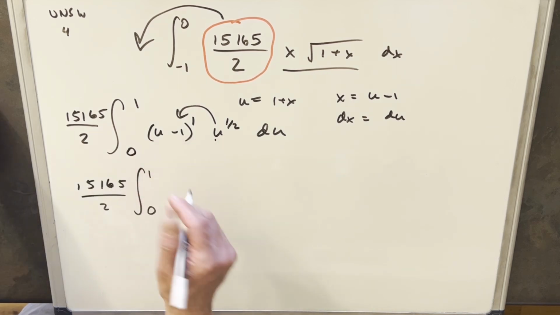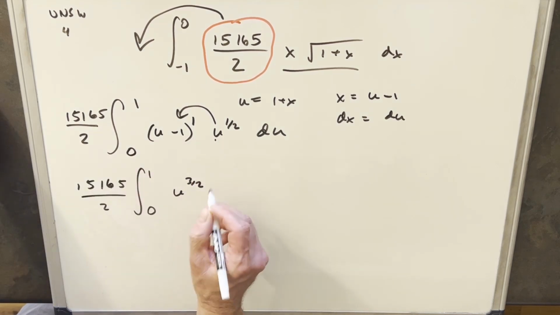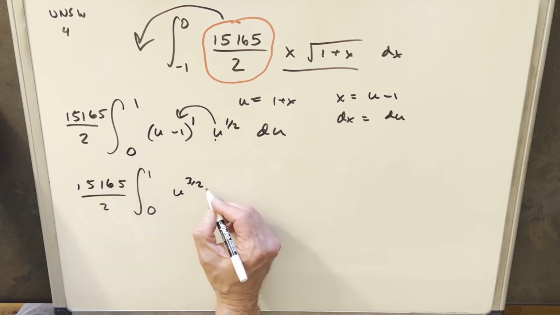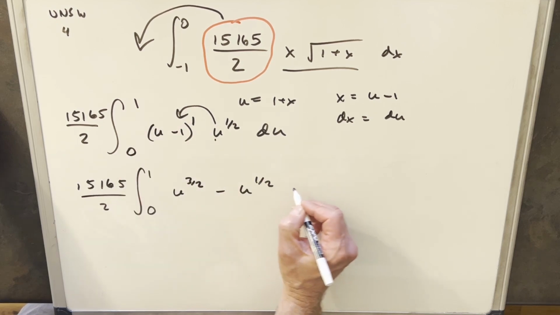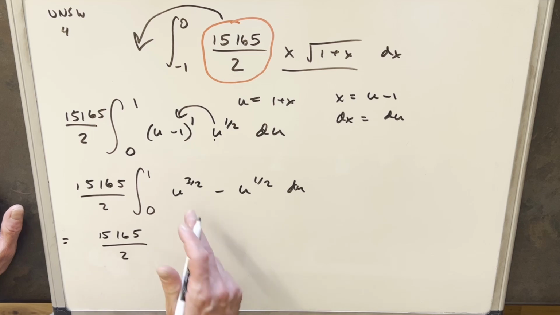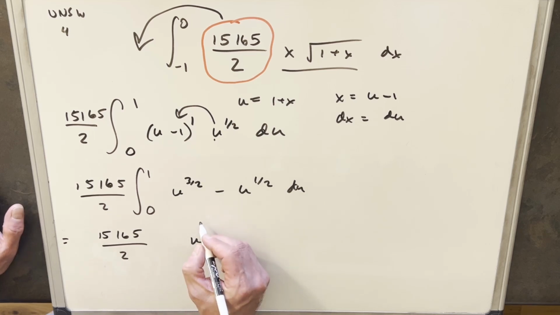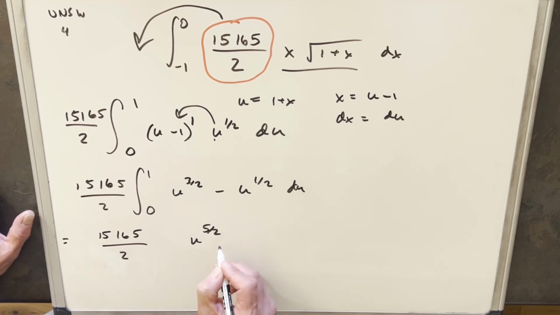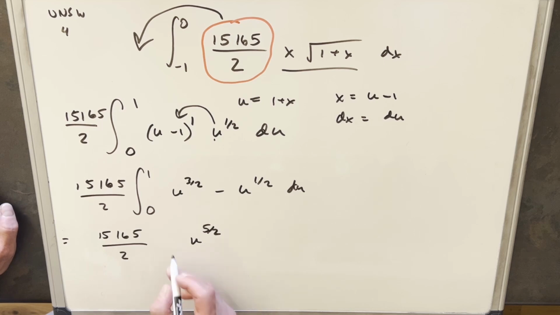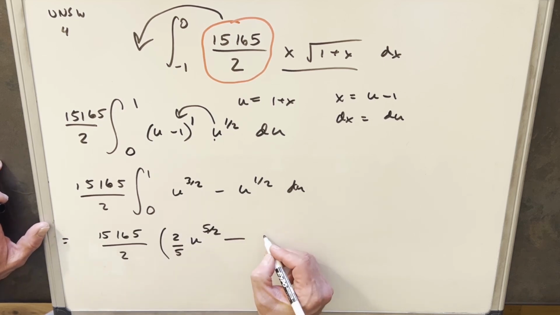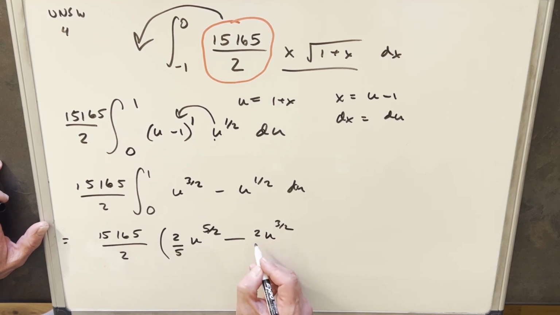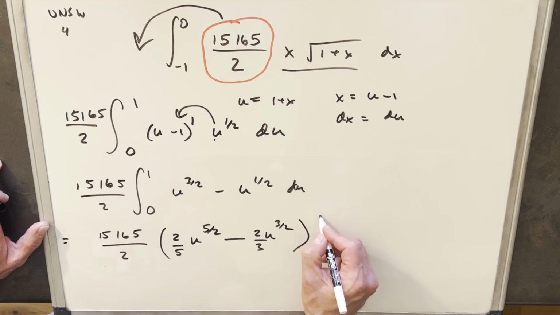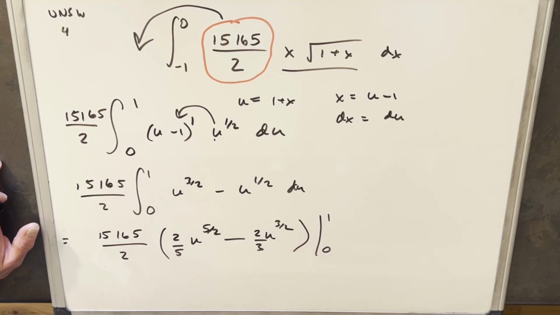So u to the 1/2 times u, we're going to have u to the 3/2. And distributing in the u to the 1/2, we're going to have minus u to the 1/2 du. Okay, so now we'll integrate with the power rule. So the first term, we're going to have u to the 5/2. Bringing 5/2 into the denominator, we're going to have a 2/5 out front. Then here, this is going to be u to the 3/2. Bringing 3/2 in the denominator, we're going to have 2/3 out front. And we're just evaluating this from 0 to 1.